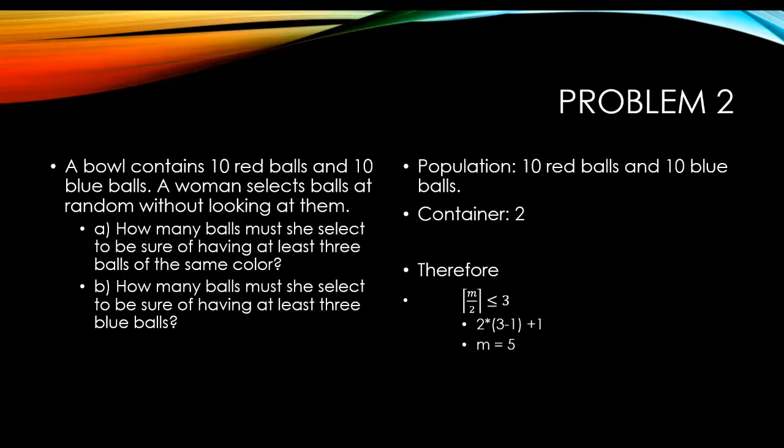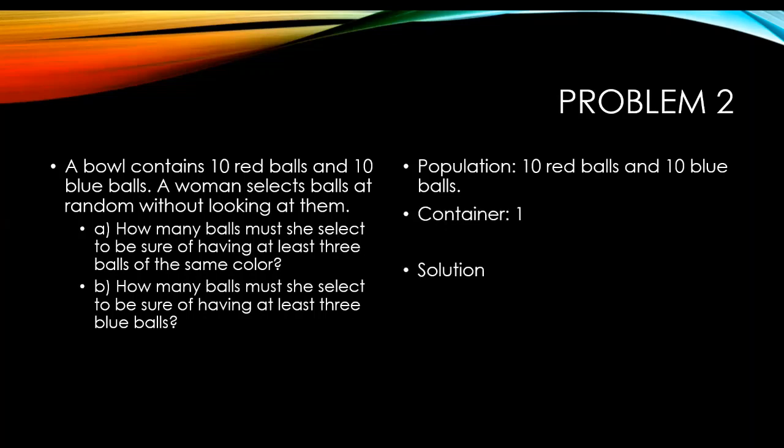On the 5th ball, that's the time we're going to have 3 balls of the same color. So that is our answer. How about letter B? Again, 10 red balls and 10 blue balls, but now the container is just 1. Because the question is, how many balls must she select to be sure of having at least 3 blue balls? So we have one container that contains red balls and blue balls. What will be the worst case scenario before we get 3 blue balls?